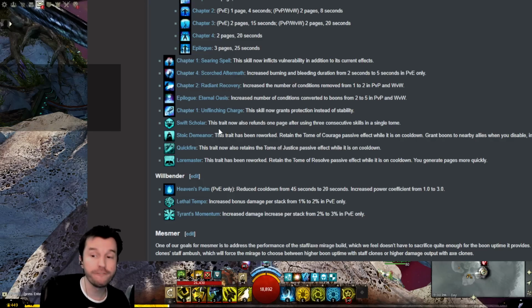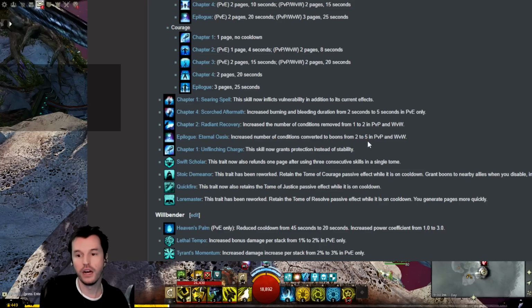This trait will now refund you a page after using 3 consecutive skills in a single tome. So you use 3 of any skill within one tome back to back, and you'll get a page refilled immediately.